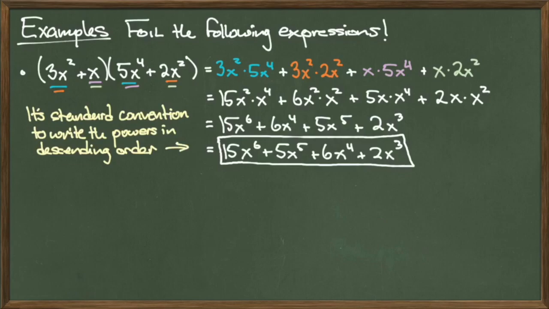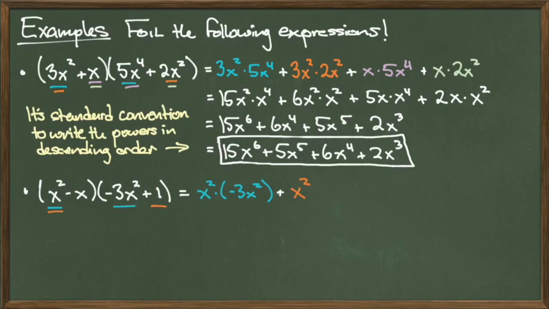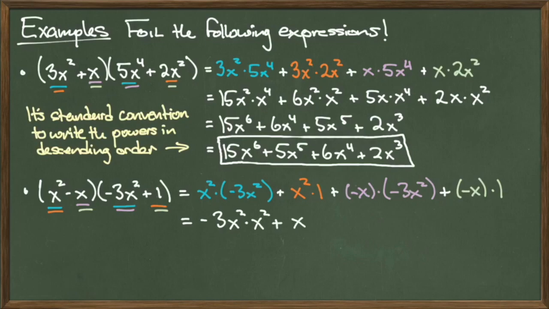So the FOIL method was used just as it was in the previous slide. We just had a few more terms to simplify, but other than that, the process was the same. Now, let's look at the next example. Multiply the polynomials x squared minus x and minus 3x squared plus 1. Since we have negatives in the picture, we have to be careful that we are preserving the correct signs. Carrying out the FOIL method, we locate our first, outer, inner, and last terms, and then we simplify to get the following.